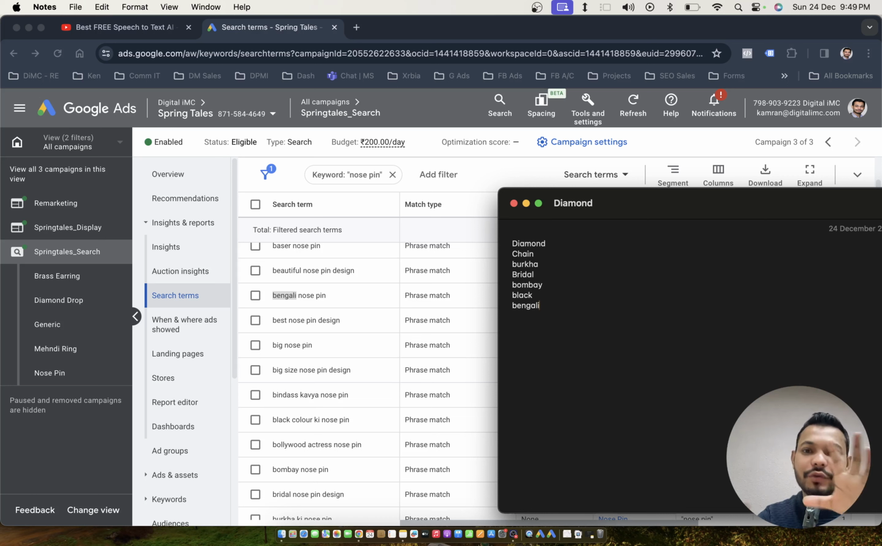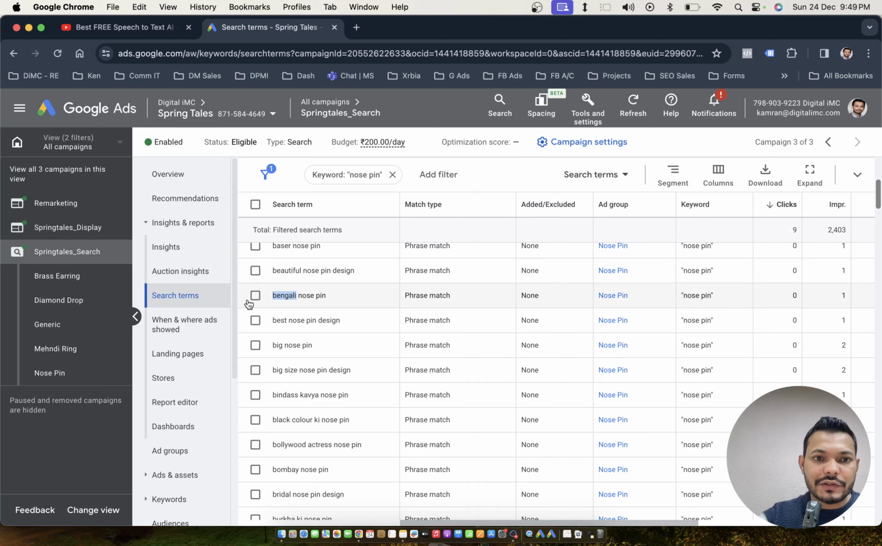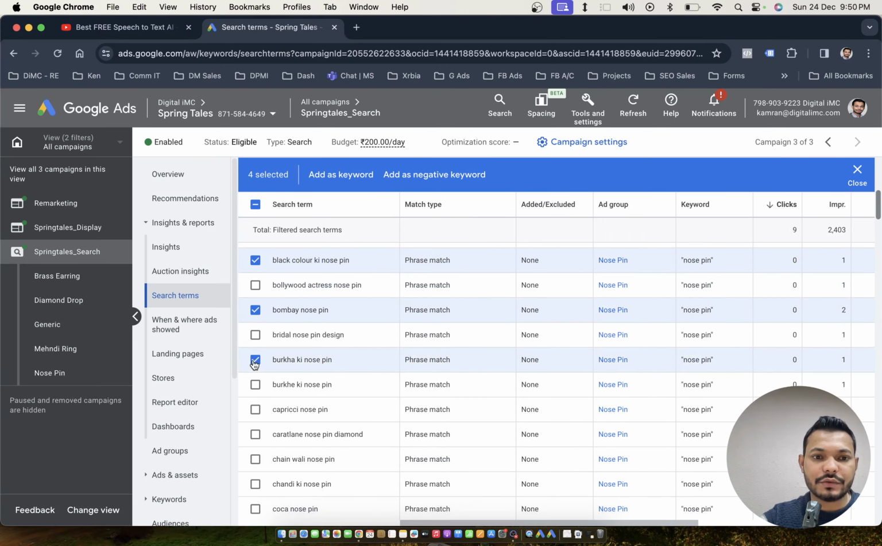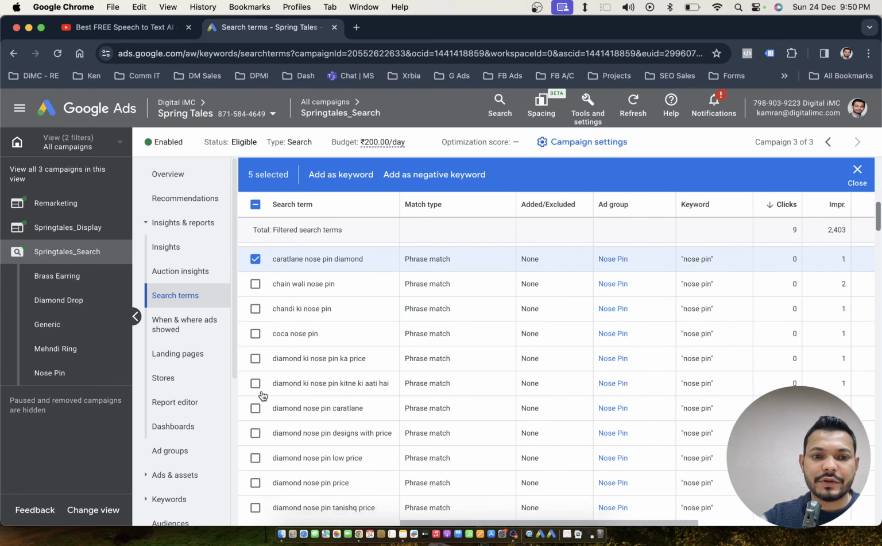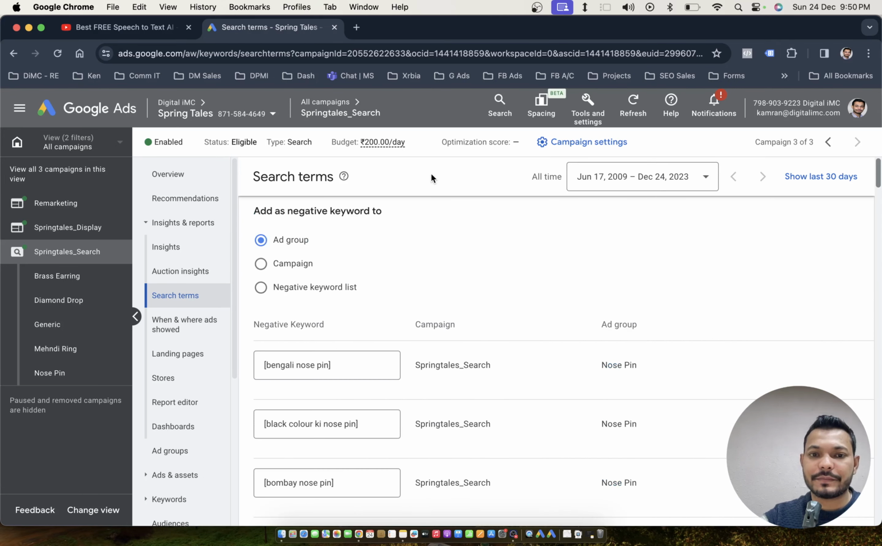So what we can do now, we have two ways. Either I can create a list of words which we don't want to serve our ads on in the future, and then we can add this entire list in negative at the campaign, group, or the account level. Or otherwise, we can also click on the search terms here, let's say Bengali nose pin, or let's say black color ki nose pin, Bombay nose pin, burqa ki nose pin, carrot lane nose pin, of course, and then we add them as negative from here itself.